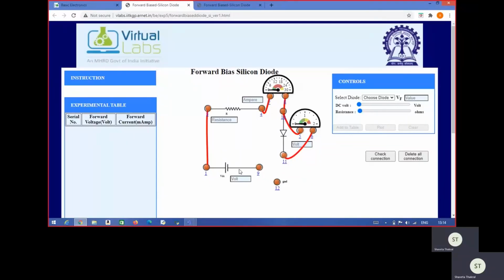Then after that, the DC supply positive terminal we have connected to this resistor. The resistor is connected to one terminal of the milliammeter. The second terminal of the milliammeter is connected to the PN junction diode positive terminal, P type, that is the anode terminal, and the voltmeter one terminal is connected also at this point, that is at the P type material of the PN junction diode, and the another terminal of this voltmeter is connected to the N type material of the PN junction diode.